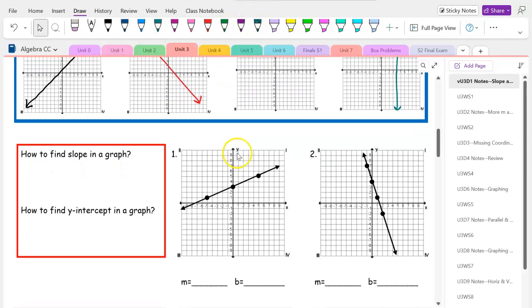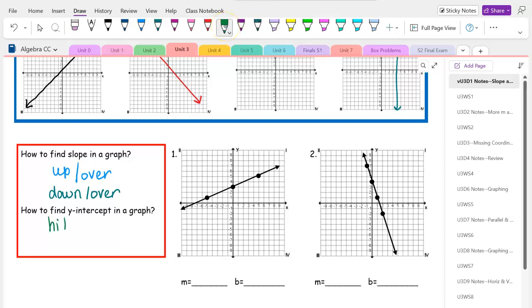Now, if you want to find the slope in a graph, we are going to go up divided by over if the line is increasing, or down divided by over if the line is decreasing. If we want to find the y-intercept in a graph, this is always where the line hits the y-axis. All right, so let's try this. m is your slope. b is your y-intercept.